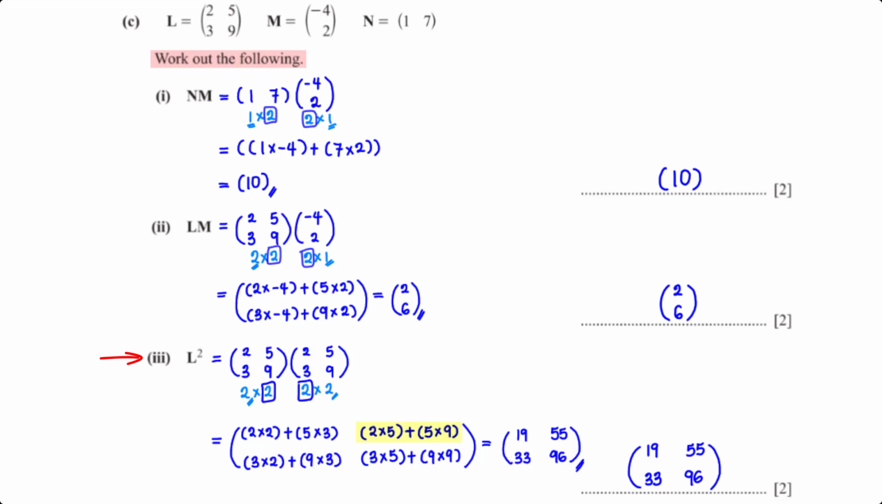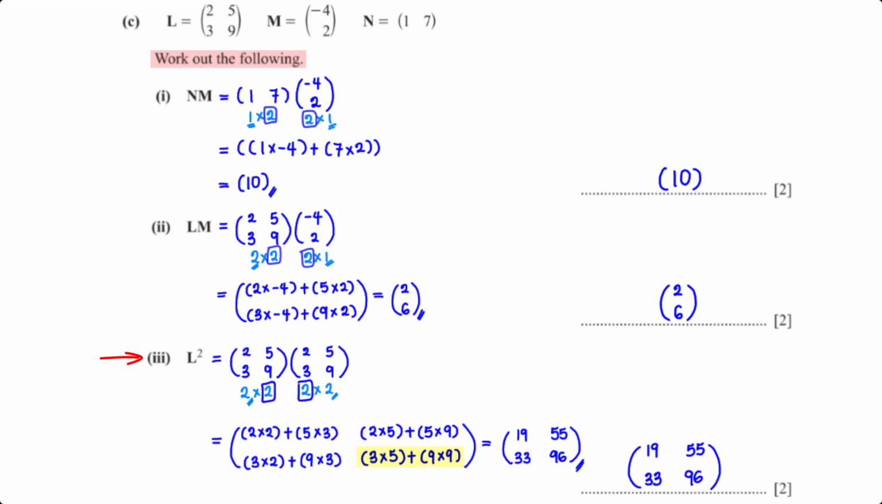To get the number in this position, we multiply the elements in row 1 of the first matrix with the elements in column 2 of the second matrix. So 2 times 5 plus 5 times 9 gives us 55.